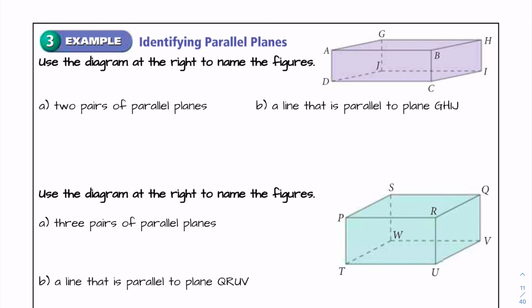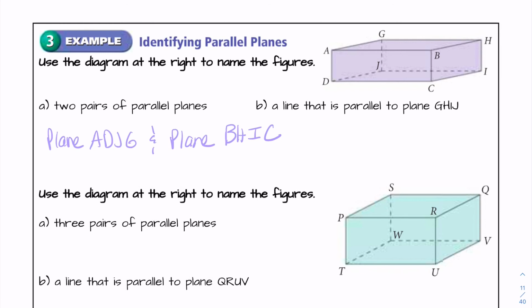Use the diagram at the right to name the figures. So two pairs of parallel planes. Let's see. Doesn't really matter. Let's do the left side of the box. So let's say plane A, D, J, G, and plane B, H, I, C.